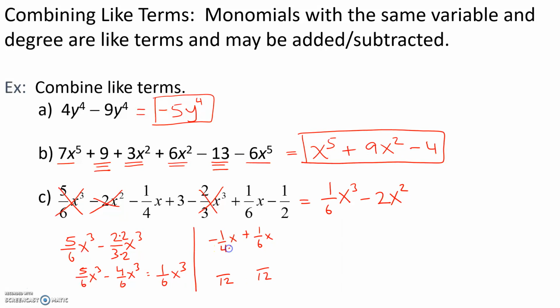Which means I will multiply the 4 and the 1 by 3 in order to rewrite negative 1/4 using a denominator of 12. That's a negative 3 over 12x. I will multiply the 6 by 2 and the 1 by 2. This will give us 2 over 12x. Negative 3 plus 2 is negative 1 over 12x.